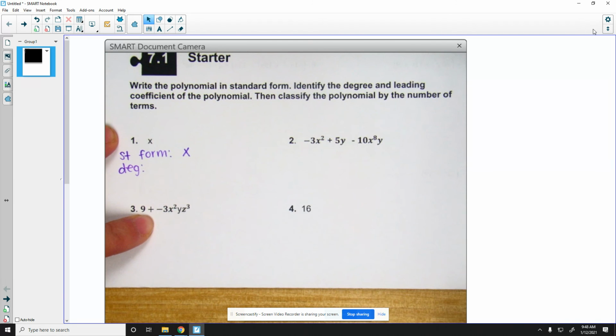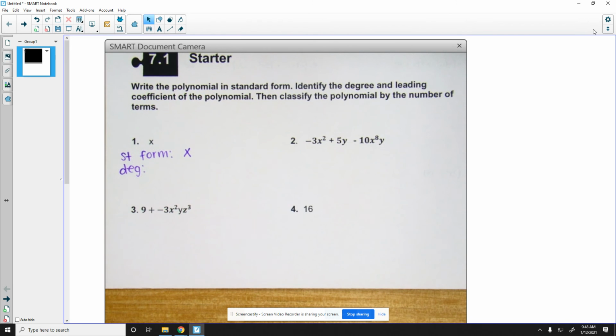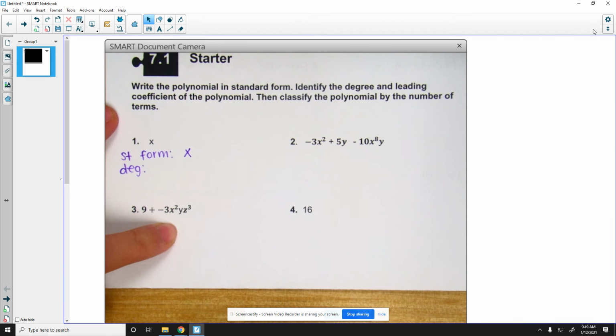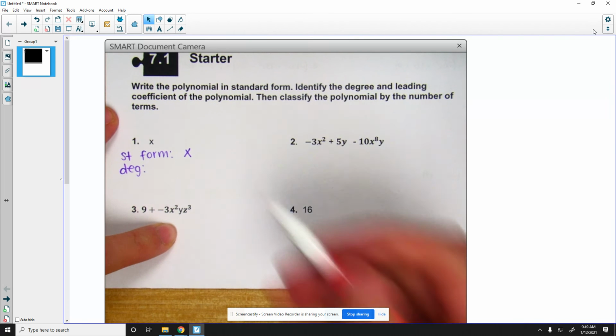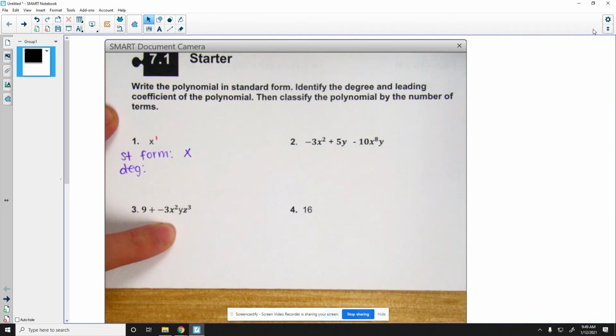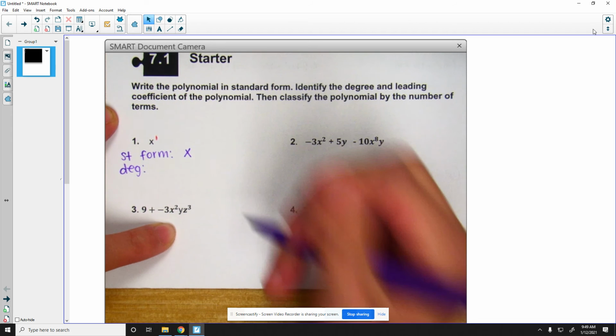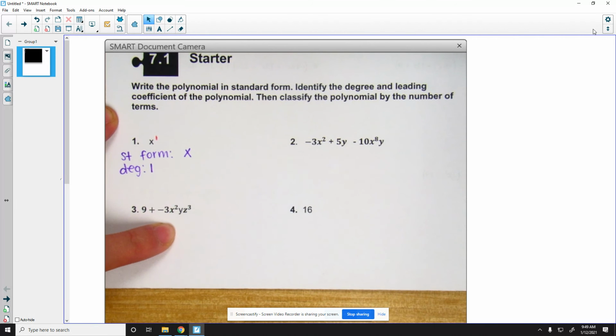So remember how we said the degree is the exponent of the variables. So look for your variables and find out what the exponent is. And you might have to add them together if there's more than one. So someone other than Luis, what is the degree? 1, right? It's X to the imaginary 1. So my degree is to the first power.